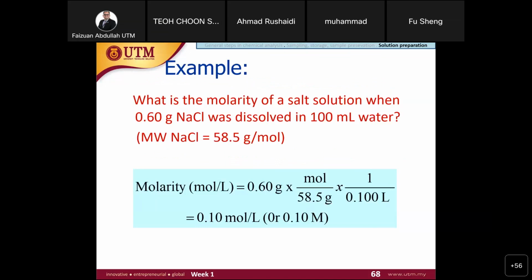The question is, what is the molarity of a salt solution when 0.6 gram of sodium chloride is dissolved in 100 ml of water? Given that the molecular weight of sodium chloride is 58.5 gram per mole. So how to calculate it? Remember, molarity is the number of mole divided by liter of solution. So we need to know how many moles are inside 0.6 gram of sodium chloride.